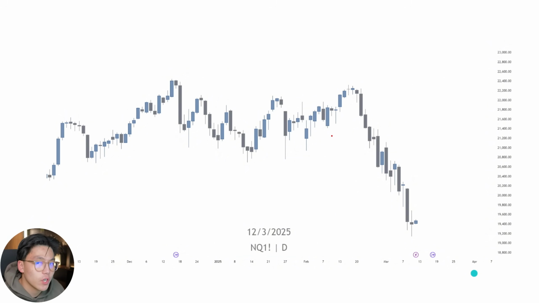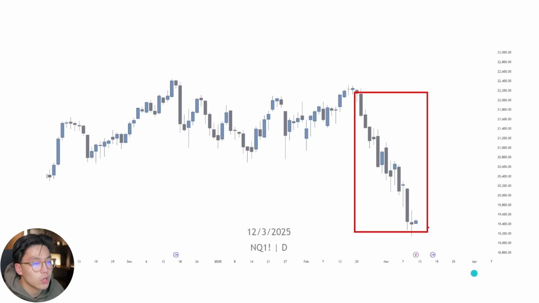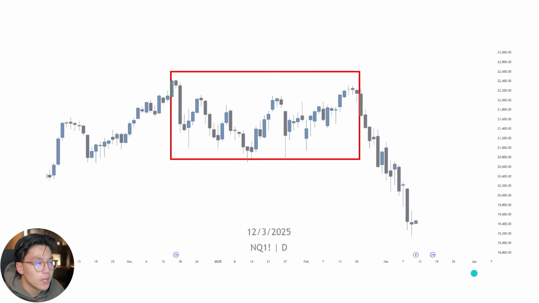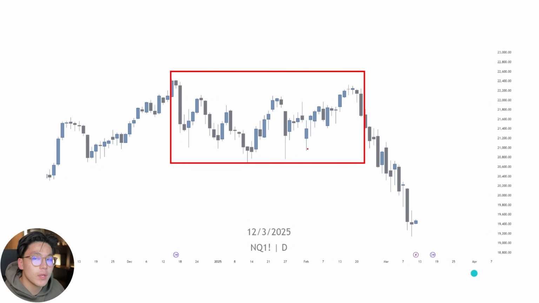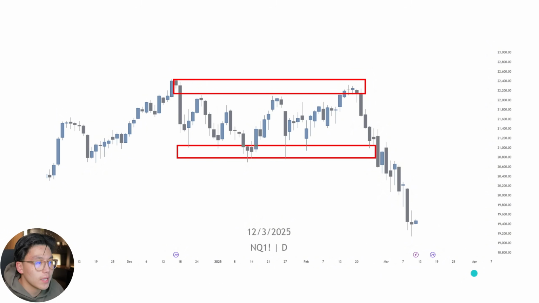So as you can see right here for the NASDAQ, we're going to look at this bulk of price action, and then we're also going to look at the leg that we're currently in. Coming into the year, the NASDAQ was in a lot more consolidation. You can see we're ranging from this swing high all the way down towards this swing low. So the market is clearly in a range coming into 2025.